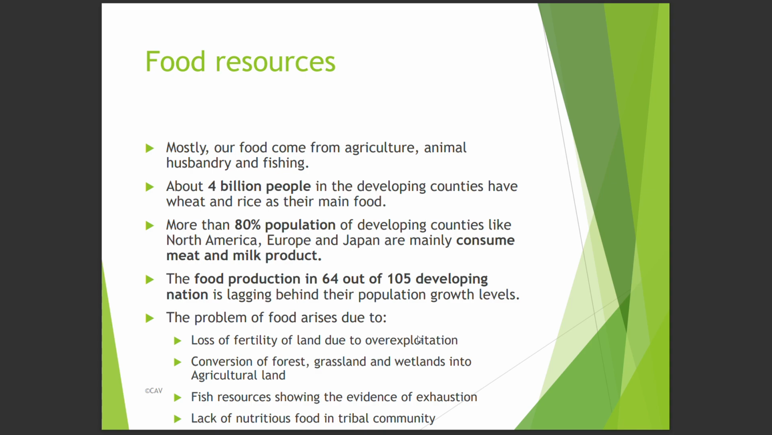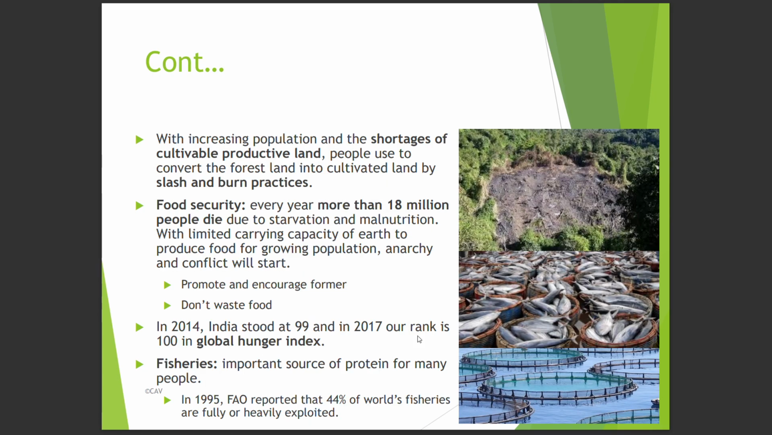The problem of food arises due to loss of fertility of land due to overexploitation, conversion of forest, grassland and wetland into agricultural land, fish resources showing evidence of exhaustion, and lack of nutritious food in tribal communities. With increasing population and shortages of cultivable land, people convert forest land into cultivated land by slash and burn practices. Food security: every year, more than 18 million people die due to starvation and malnutrition. With the limited carrying capacity of earth to produce food for a growing population, anarchy and conflict will start. So promote and encourage the farmer, and don't waste food. These two are what we can do here.